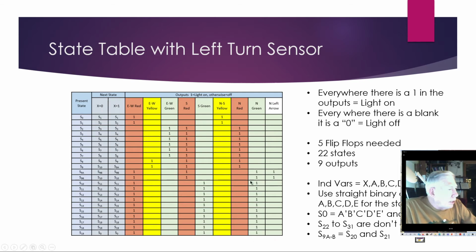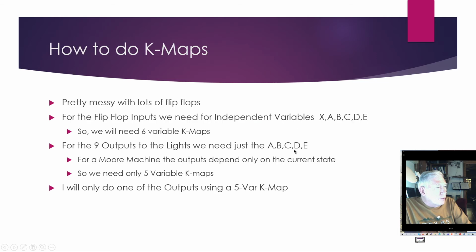Now, how are we going to do this? Well, it's a little bit challenging for sure. For starters, this is pretty messy because we have a lot of flip-flops, and for the flip-flops we need the independent variables. That includes, for our flip-flop inputs, X, A, B, C, D, and E. So we'll need 6 variable K-maps, 5 of them.